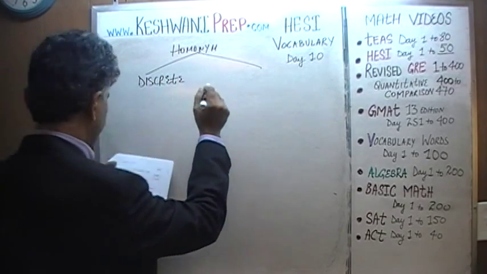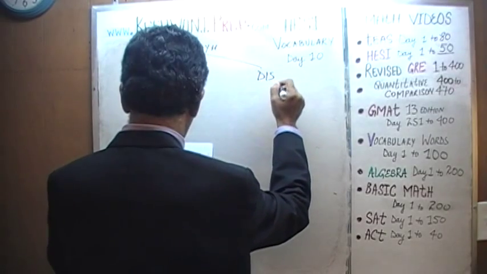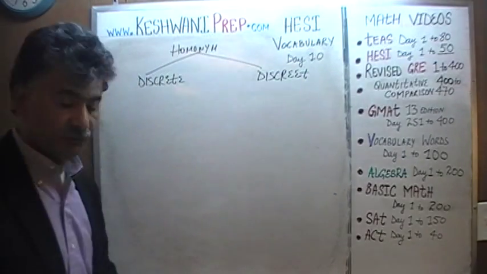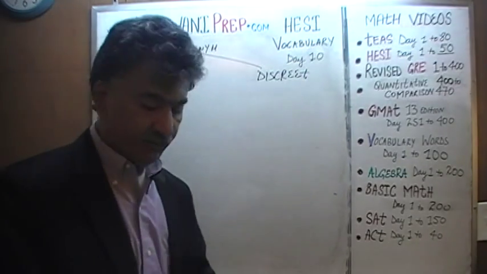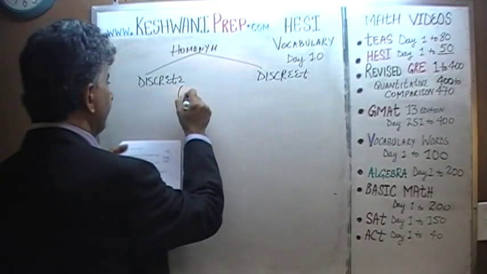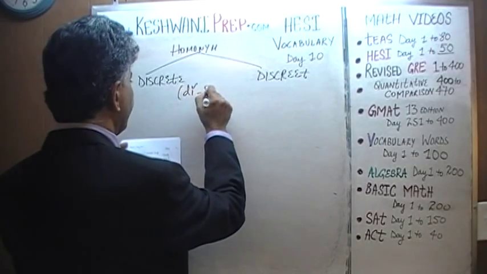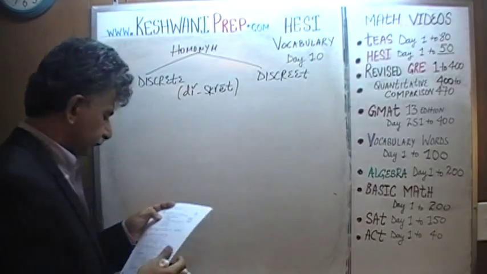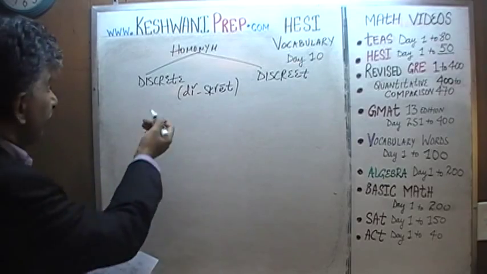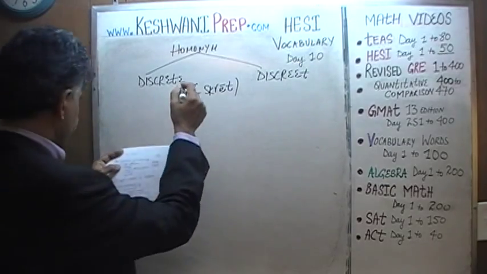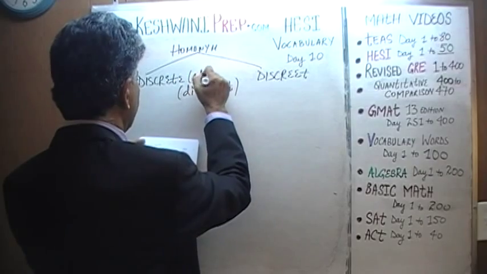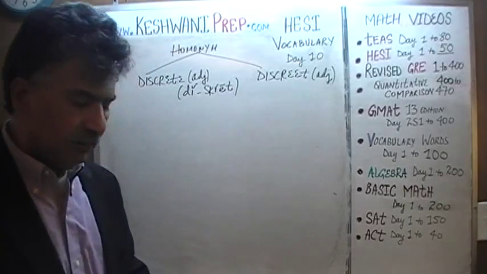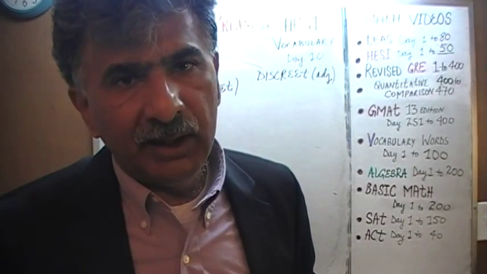discrete and discrete. Of course, discrete and discrete, that's the whole point. They are pronounced in the same way. Discrete, when spelled in this way, it is an adjective. Well, actually, they're both adjectives. Let's see what it means when the word is spelled with R-E-T-E.